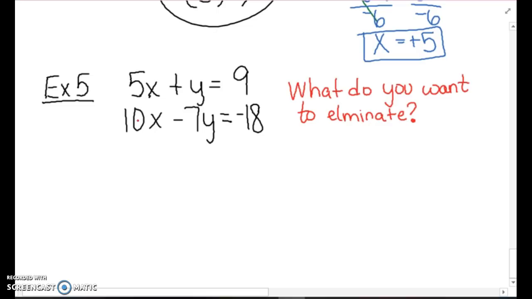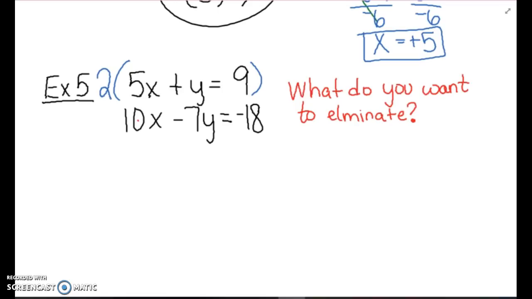So how can I change that 5? What can I multiply that 5 by to make it a 10? I can multiply it by 2. Again, if I multiply the whole entire equation by the same number, it doesn't really change the equation. That's the beauty of math. You can adjust things to make them work how you need them to work.